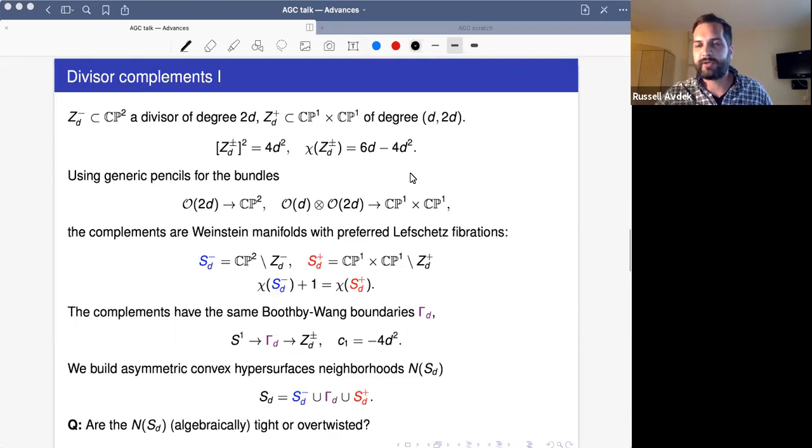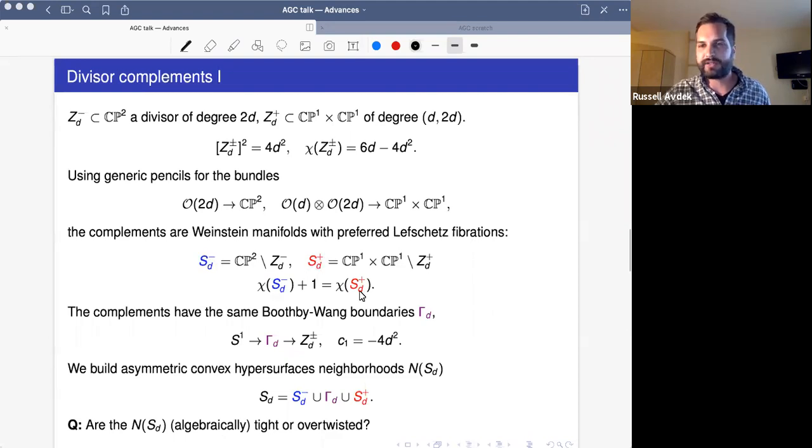And so Weinstein's neighborhood theorem tells us that the tubular neighborhoods of these divisors are, from the point of view of symplectic geometry, the same things. And so what I can do is take some holomorphic pencils associated to some line bundles over P2 and P1 times P1. And this will tell me that the complements of these divisors are Weinstein manifolds with some preferred Lefschetz fibrations. So I'll call CP2 minus Z minus D, I'll call that S minus D. And P1 times P1 minus this divisor, I'll call this S plus D.